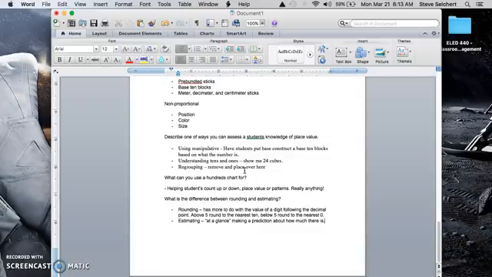Regrouping, remove place value, remove in place over here, so that's just taking something out and then putting it into something else that makes sense.